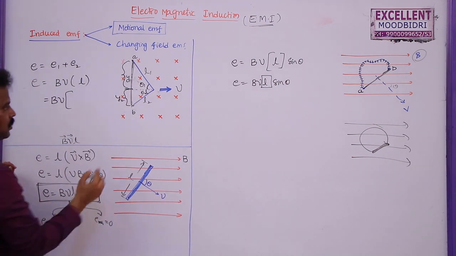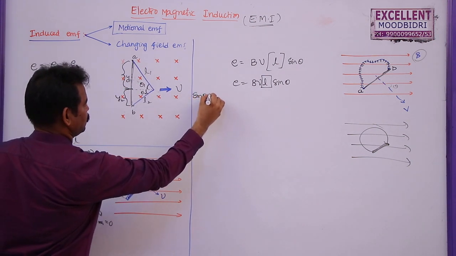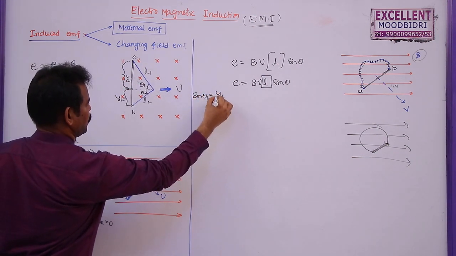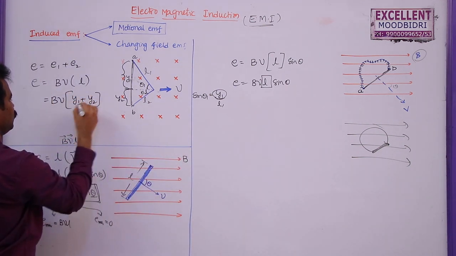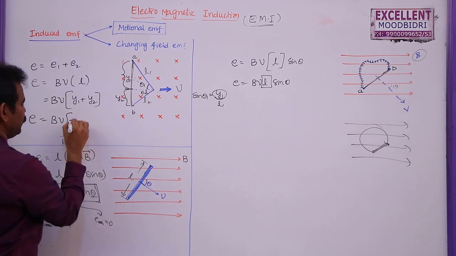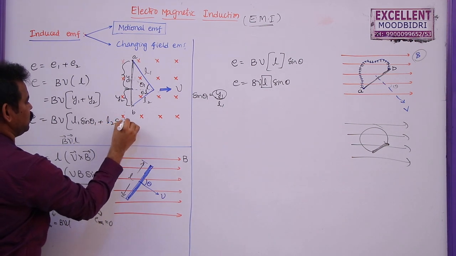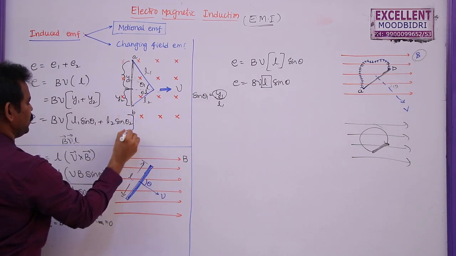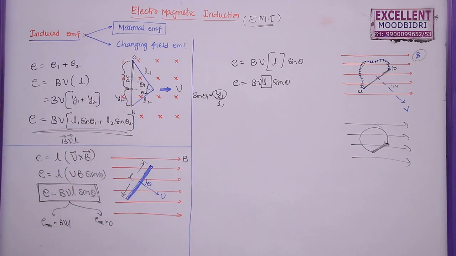So what is Y1 here? Sin theta 1 is equal to Y1 by L1. L can be written as Y1 plus Y2. So EMF induced is equal to BV into Y1 plus Y2, which can be written as BV into L1 sin theta 1 plus L2 sin theta 2. So this is the EMF induced between the two ends of this rod.